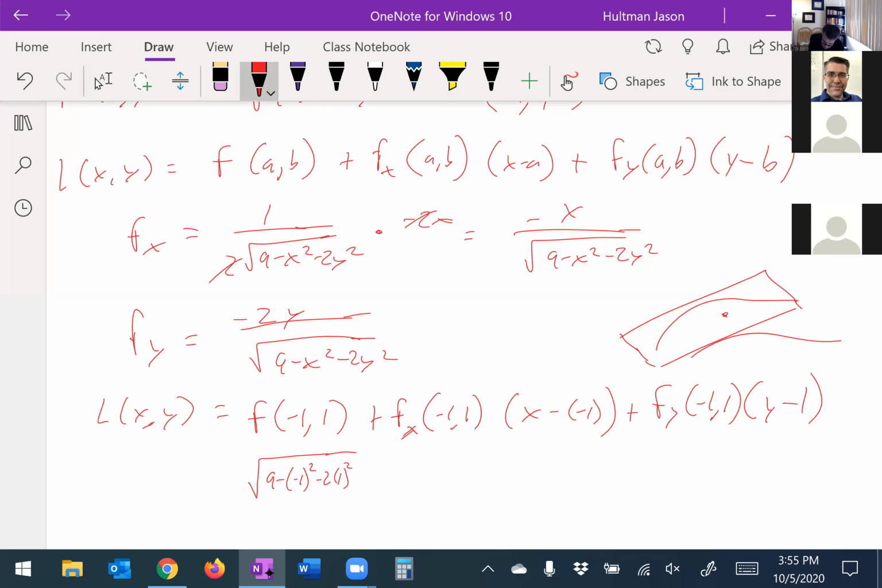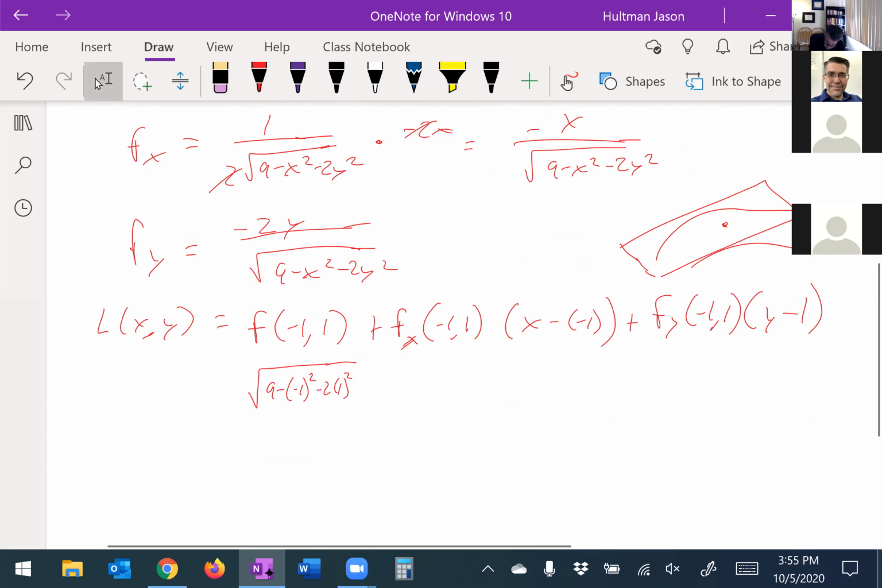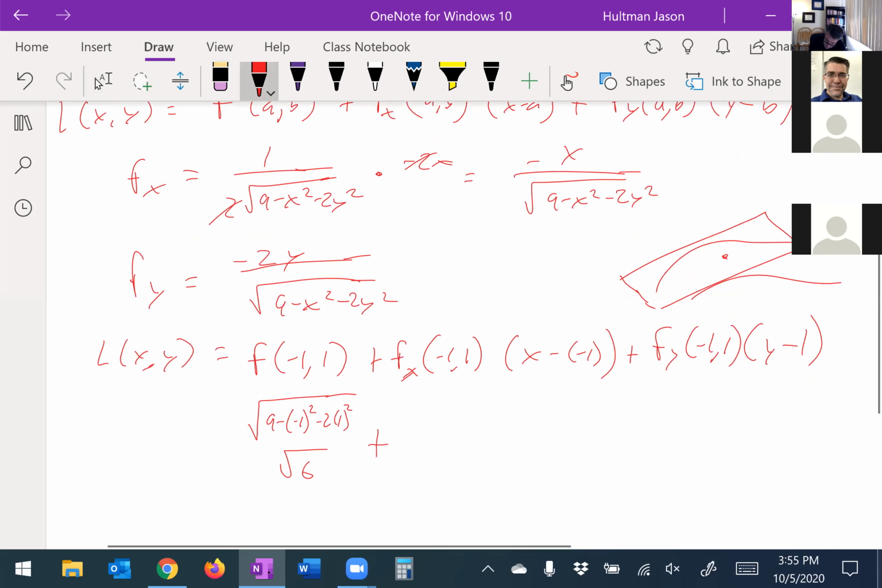So this is going to be 9 minus 1 minus 2. That's radical 6, the square root of 6. Plus, we already know that the denominator for f sub x is radical 6, because the denominator is the same as the original function. So this is going to be -x. Well, what's -x? That's going to be 1, right? So wouldn't this just be 1 over radical 6 times x plus 1?